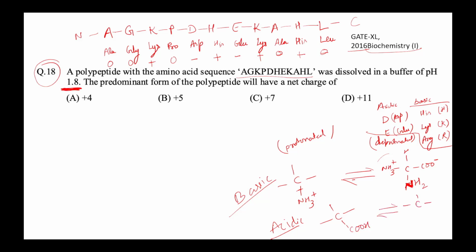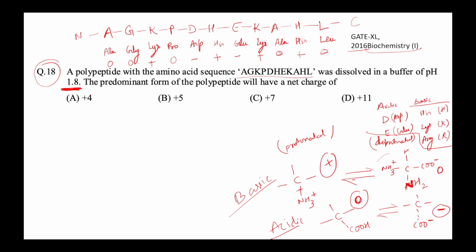and in the deprotonated form this will have this. Okay, so in the protonated form the basic amino acid has a positive charge, but the acidic amino acid will not have any charge because it is protonated, so it has zero charge. In the deprotonated form the basic amino acid will have zero charge, but the acidic amino acid will now have the negative charge.